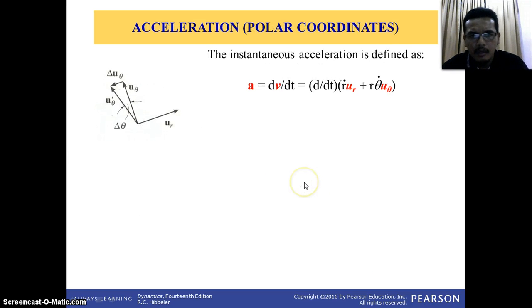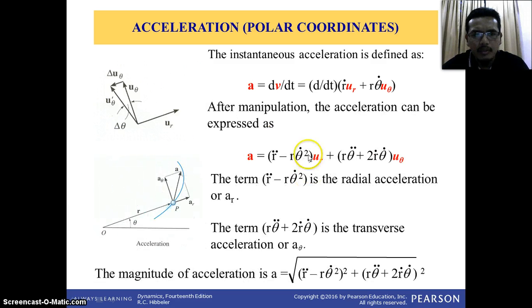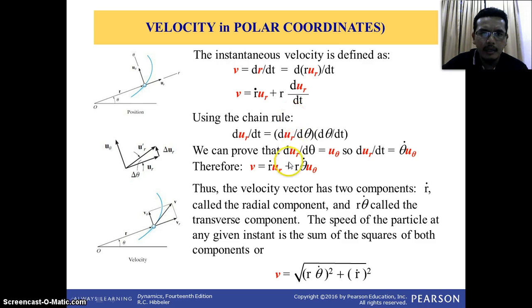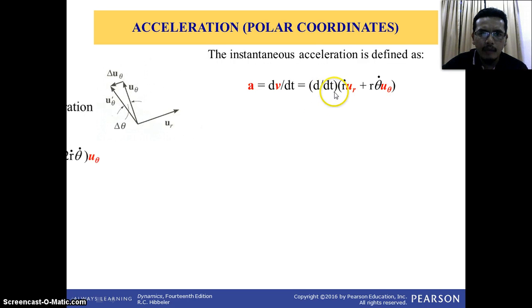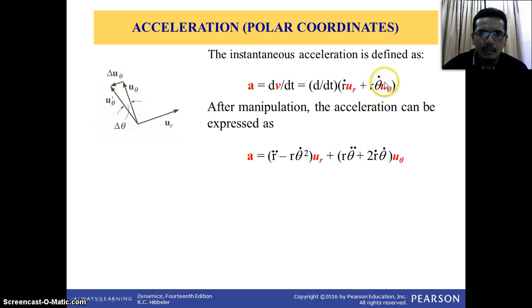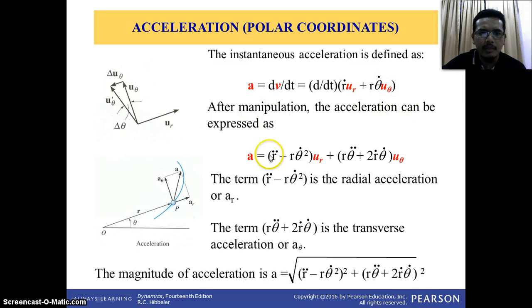Acceleration in polar or cylindrical coordinates: the instantaneous acceleration vector is dv/dt, where v is the velocity. We differentiate the velocity vector with respect to t. After manipulation, the acceleration vector a is equal to (r double dot minus r theta dot squared) ur plus (r theta double dot plus 2 r dot theta dot) u theta.